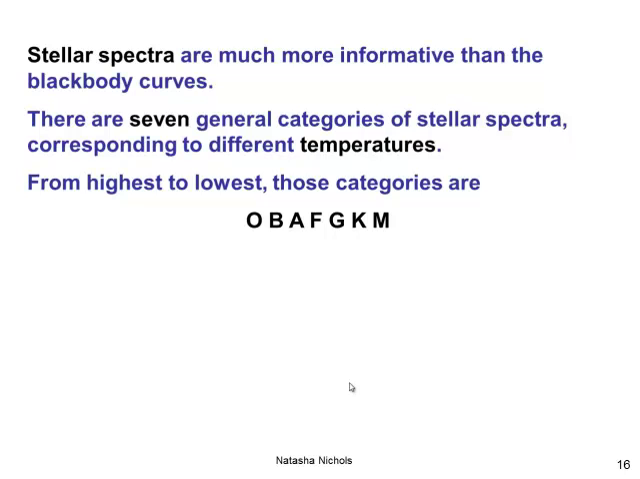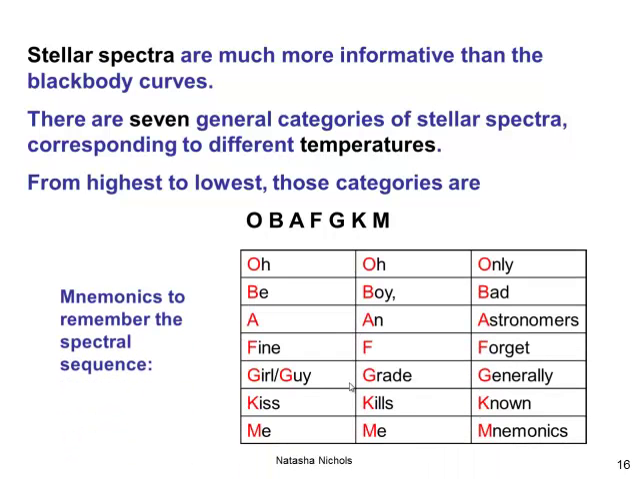Now, I'm giving you 3 mnemonics to remember the spectral sequence. My favorite one is the one in the middle column that says, "Oh boy, an F grade kills me." This is one of the few things I will ask you to memorize in this class. So remember, it's from highest to lowest, so an O-type star will be very, very hot, and an M-type star will be very cool, again, comparatively.